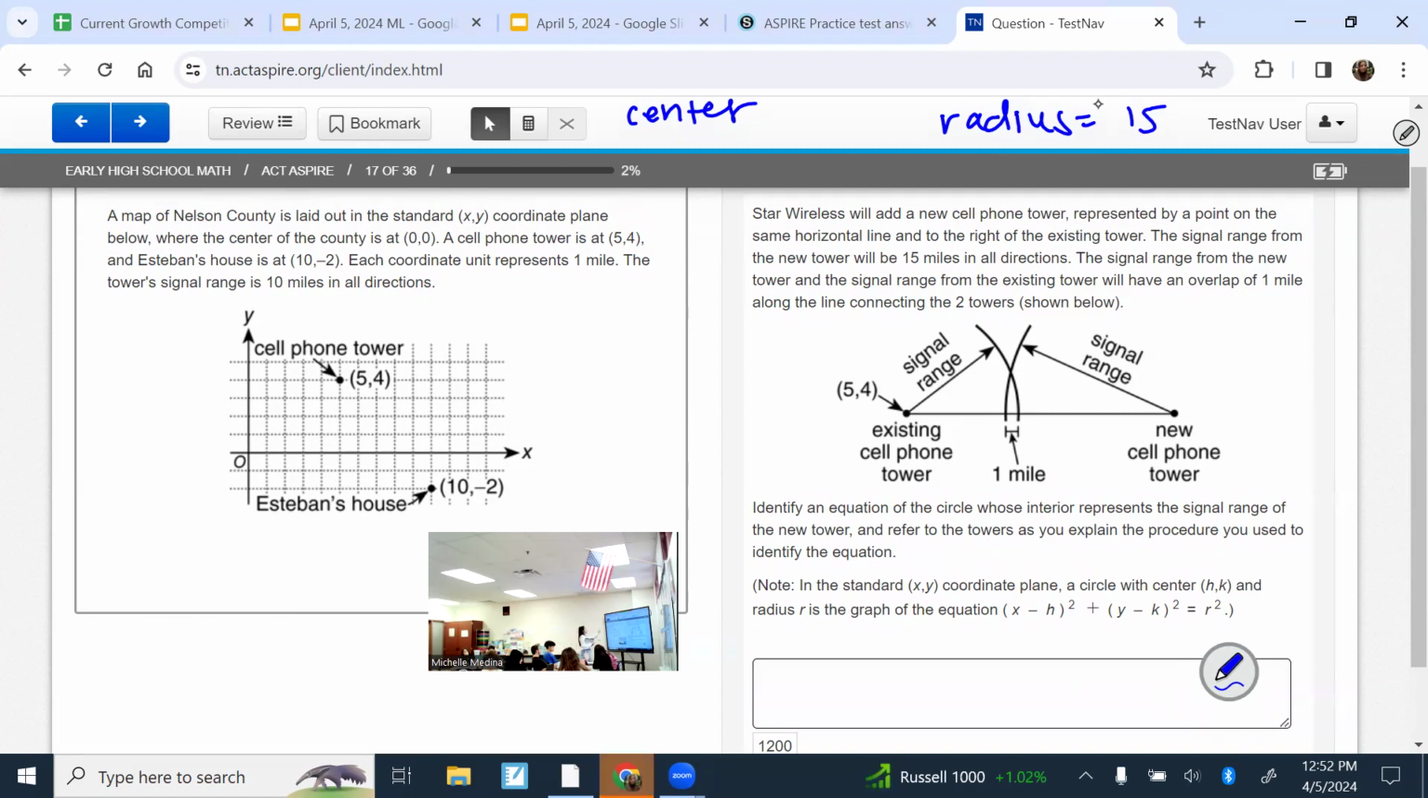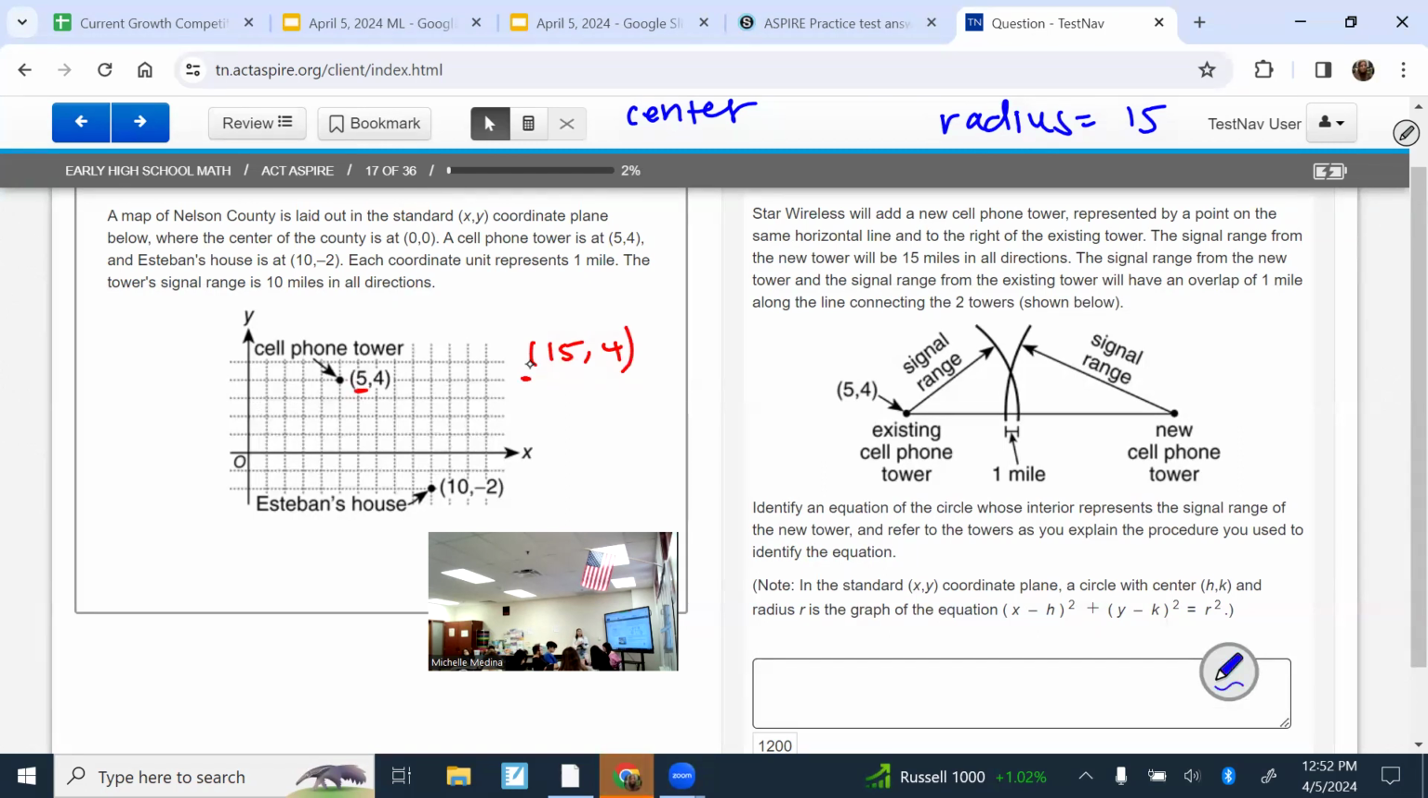Also, side note, in this paragraph, they mentioned that each coordinate unit is 1 mile. So, and also the previous cell phone tower was 10 miles in all directions. So from here, I'm gonna find the edge of the original tower by going 10 to the right. We know that going to the right affects the x. So I could just add 10 to the 5, but I'll just count to show you. 1, 2, 3, 4, 5, 6, 7, 8, 9, 10. So a little bit off the graph by 1. At 15.4 is where the first tower ends.